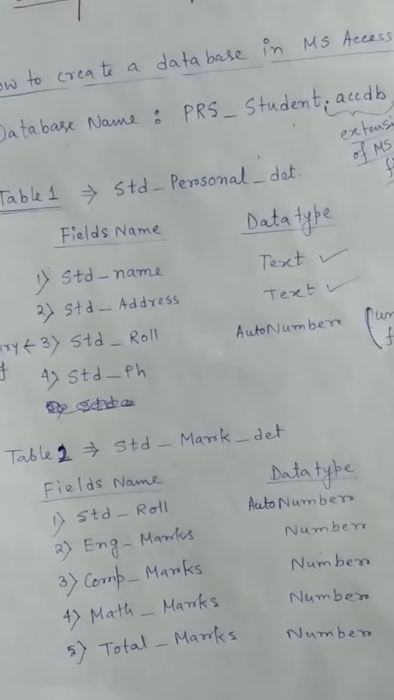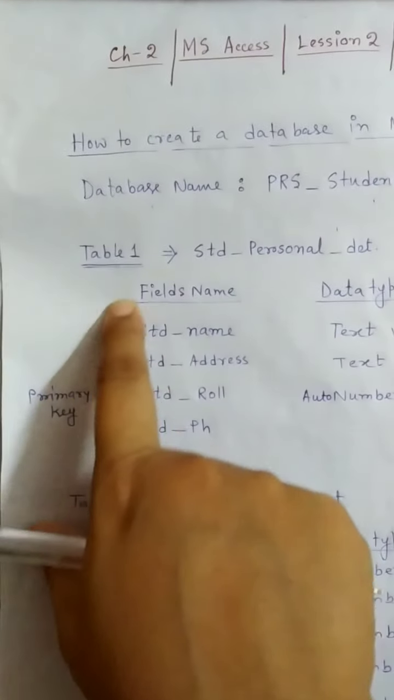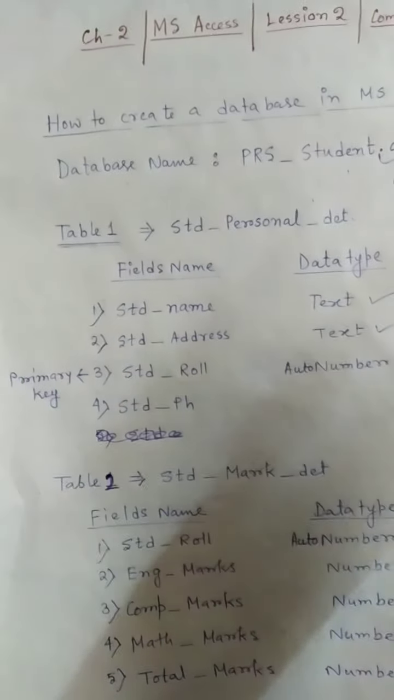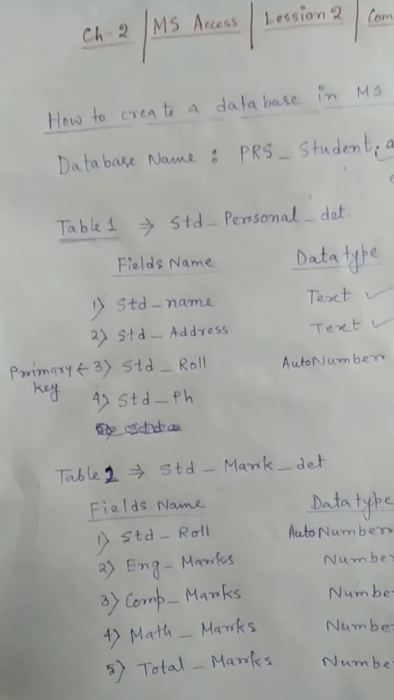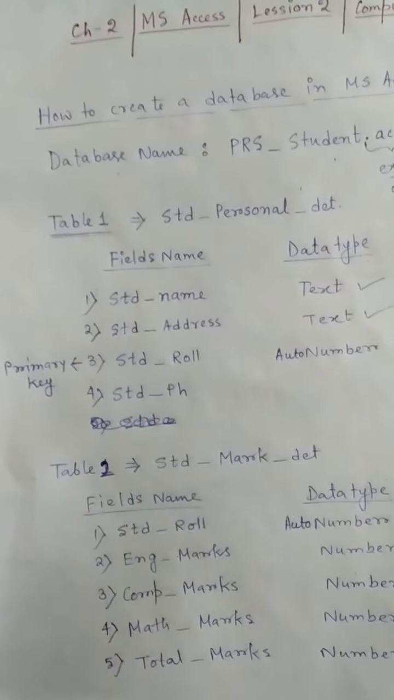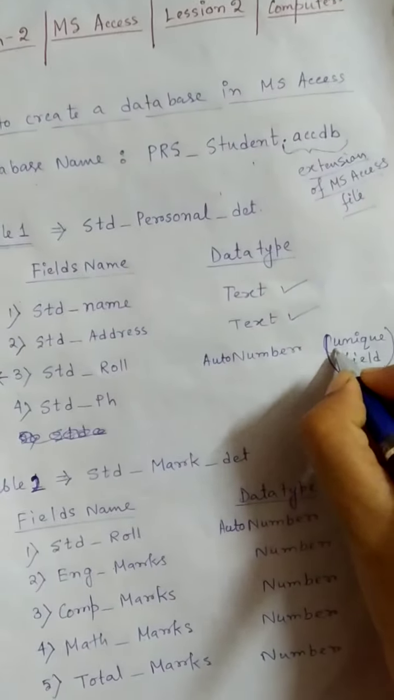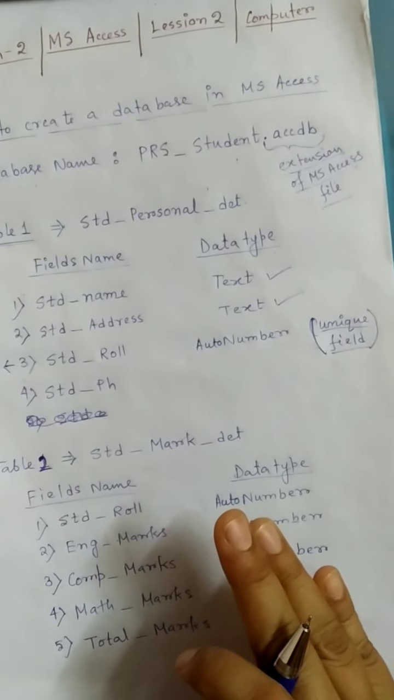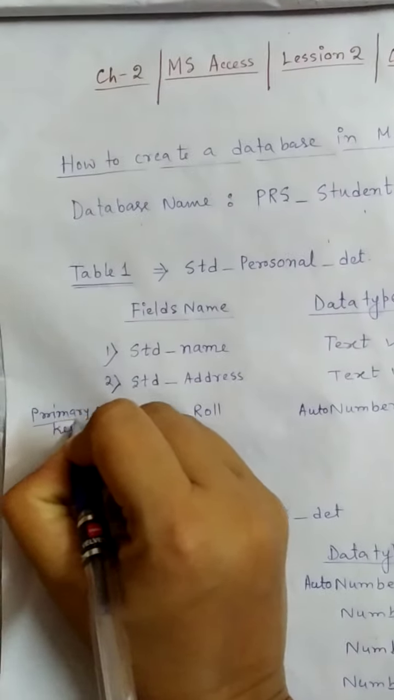Okay, then roll number. Now see, for a particular class, say class 7 or class 8, every student having a different roll number. That means a roll number field is a unique field for a particular class. So that's why we set this field as a primary key.